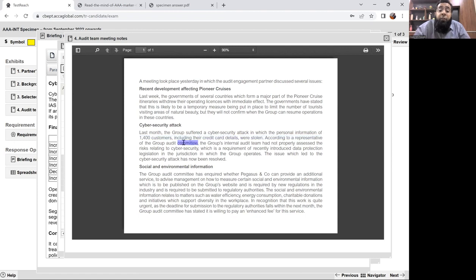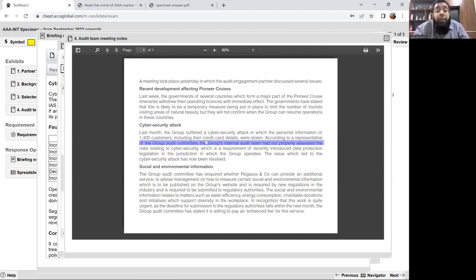According to the representative of the group audit committee, the group's internal audit team had not properly assessed the risk relating to cybersecurity, which is a requirement of recently introduced data protection legislation. This shows weak controls and control risk also, that their internal audit team is not doing work well. And the audit committee was also not alert, because when the internal audit team was not working well, the group audit committee didn't identify it earlier.